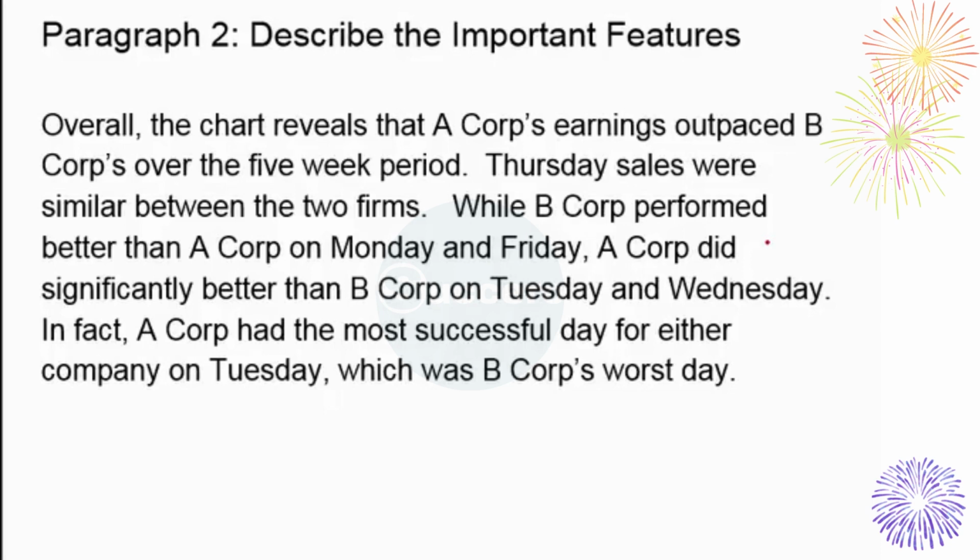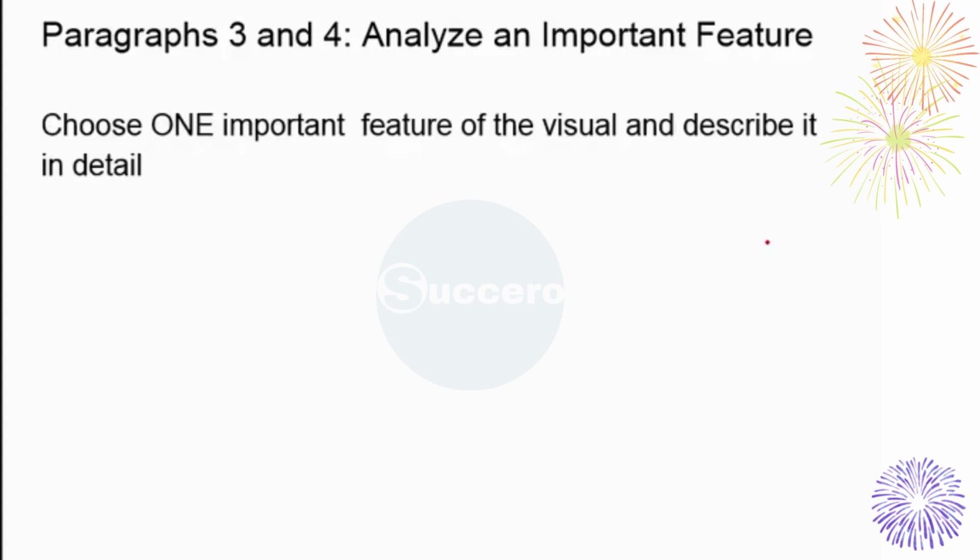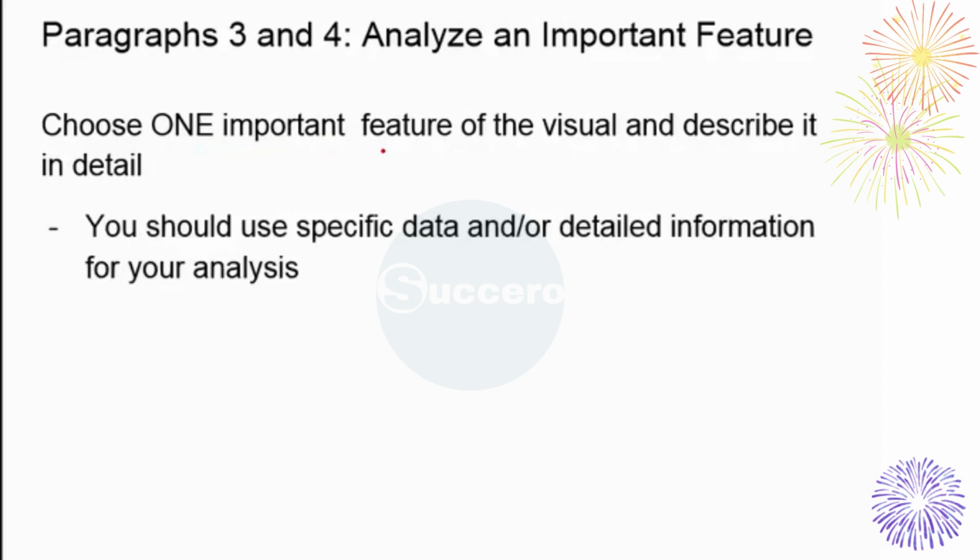Okay, so you've read the paragraph. You notice that we did not mention specific numbers. We just reported in our own words the most important features of that visual. Then, at the end of your report, this is where you can mention some interesting specifics that you notice in the visual. So what you should do for each of these paragraphs, so each paragraph 3 and 4 should have one important feature that you're focusing on, and that you describe that feature in detail. So you use specific data to tell that story.